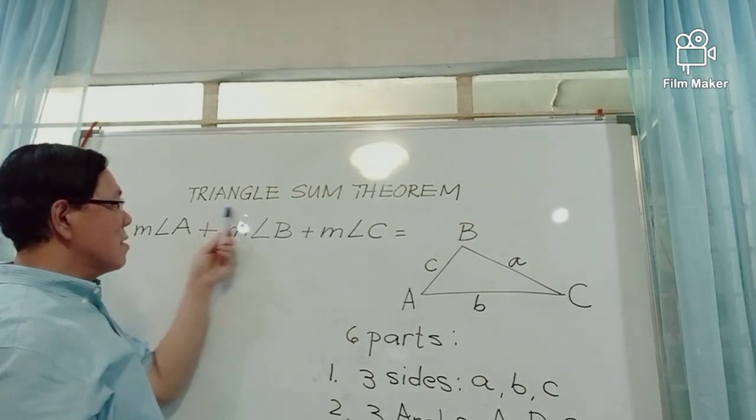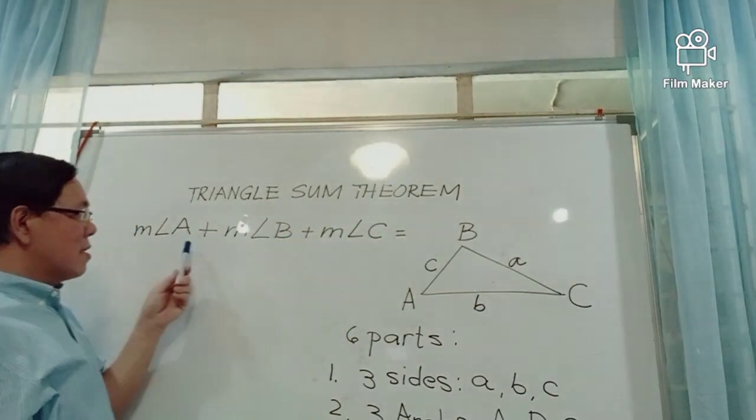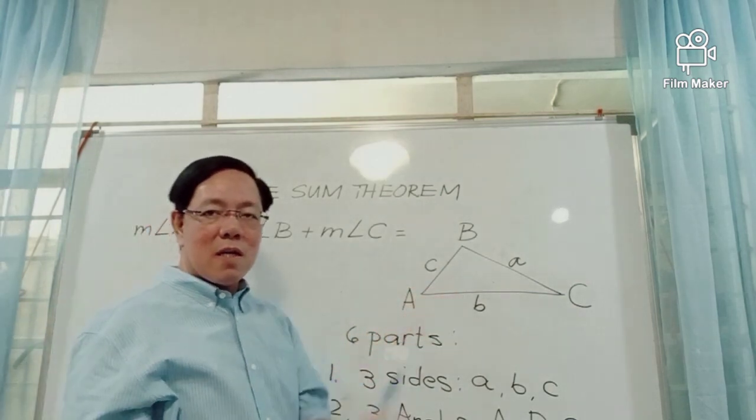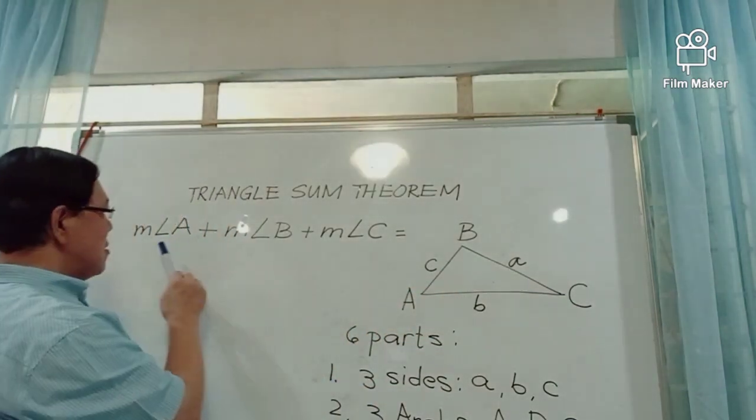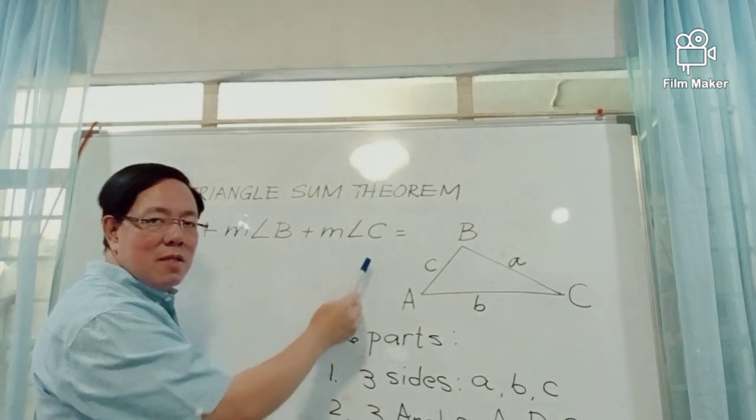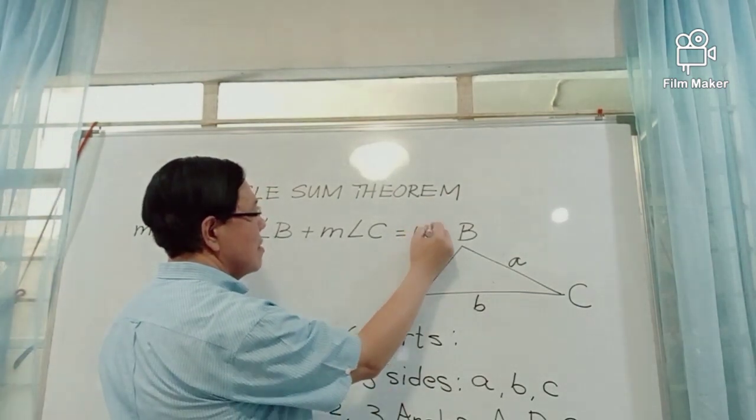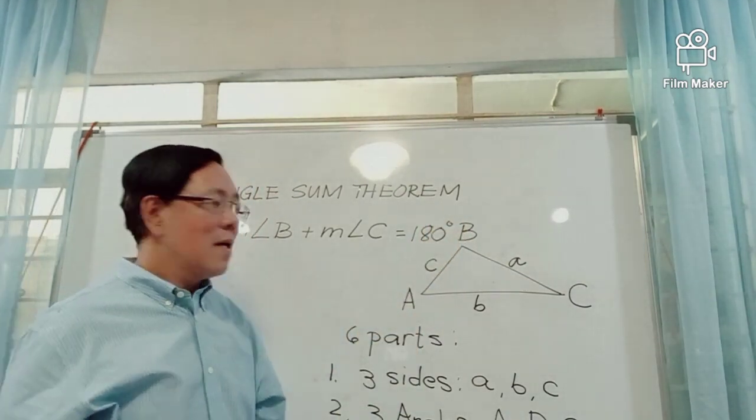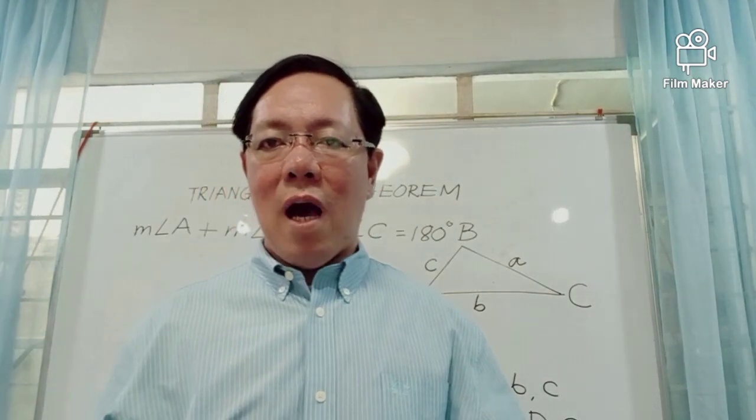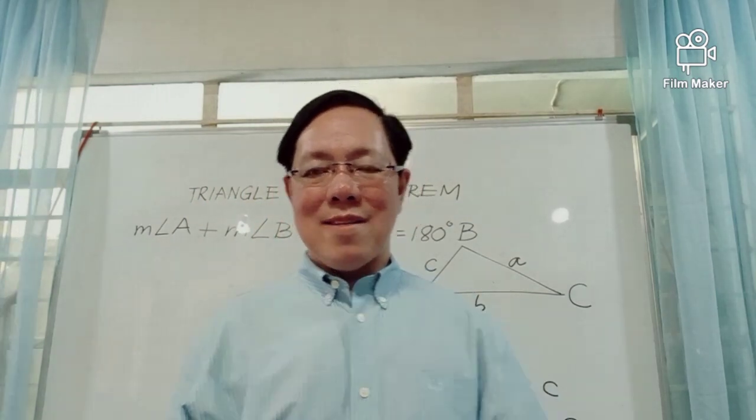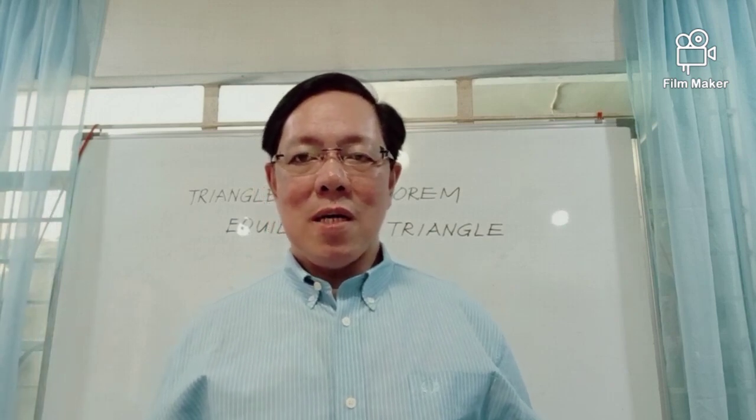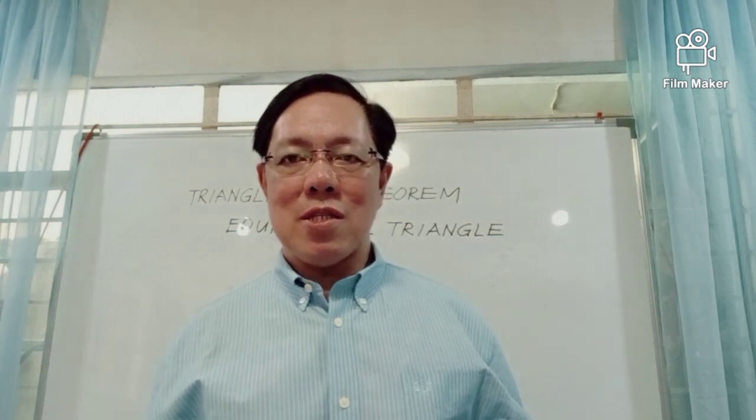And the triangle sum theorem states that the sum of the measures of the 3 angles of a triangle is 180 degrees. So m∠A plus m∠B plus m∠C equals 180 degrees. Again, the triangle sum theorem states that for any triangle, the sum of the three angles is equal to 180 degrees. Now we will apply the triangle sum theorem to obtain the measures of the angles of two special triangles.